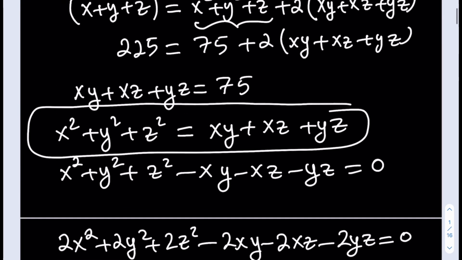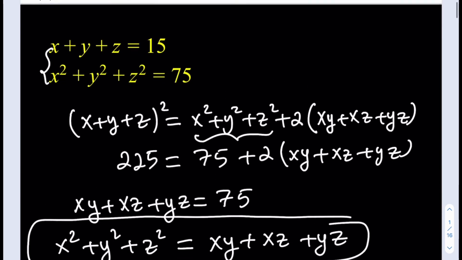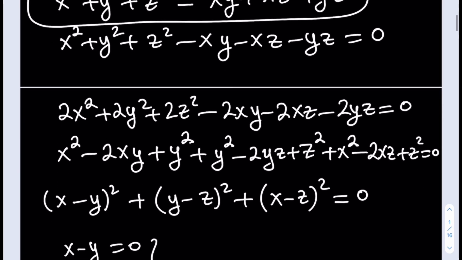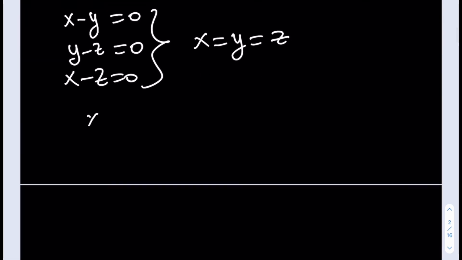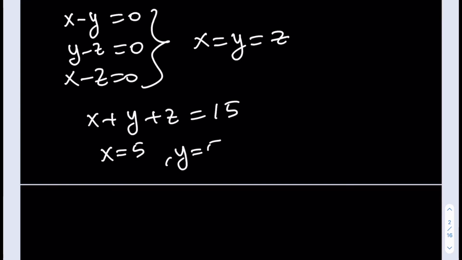Now, once we know that, and we know that the sum of x, y, z is 15, we can just go ahead and plug it in there. We know that x plus y plus z is equal to 15. And they're all equal. This means that x needs to be 5, y needs to be 5, and z needs to be 5. And that's the only real solution to this system of equations.